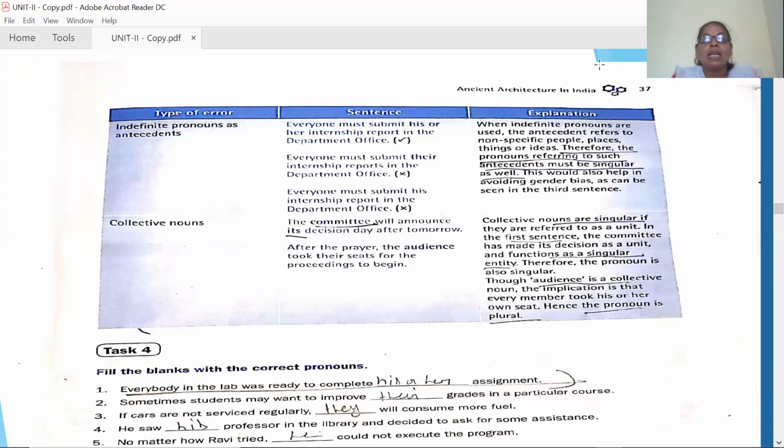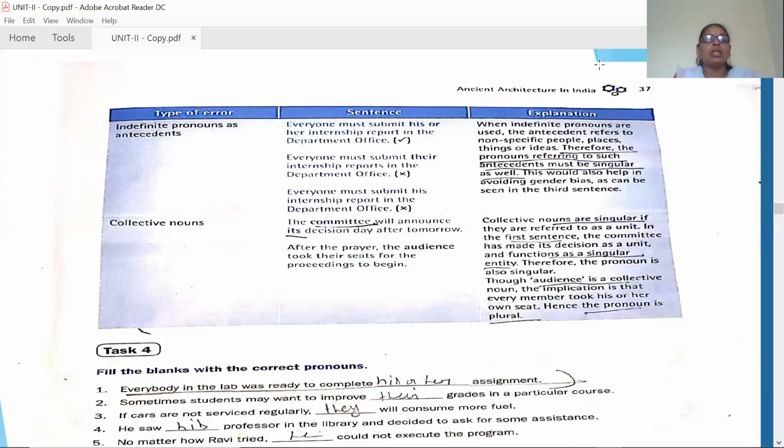In the same way, let us see. What is the mistake here? Everyone must submit their internship reports in the department office. It is wrong because it is an indefinite pronoun. When you are writing an antecedent with an indefinite pronoun, the pronoun should refer to non-specific people, places, things, etc. So you should write like this: Everyone must submit his internship report in the department office. This is also wrong. So when you are writing an indefinite pronoun as an antecedent, make sure that you put the sentence in this way, like his or her.